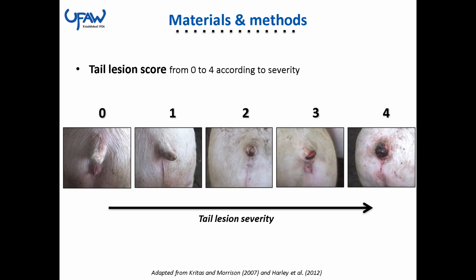Tail lesions were scored according to severity, where the score 0 represented pigs with no evidence of tail biting and tail was clean and unblemished. And the severity of lesions increases up to the point that the score 4 represents pigs with open wound on the tail, redness, swelling, or with evident necrotic tissue.